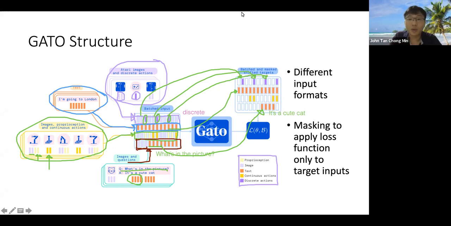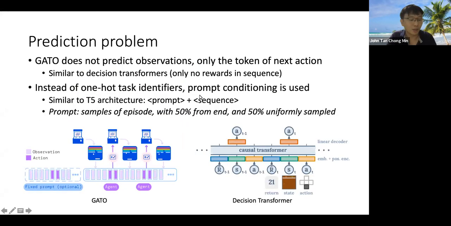Okay, so I will go through more in detail in the next one. I don't want to spend too much time going through this because I want to leave more time for discussion. So the prediction problem, GATO is actually quite smart about it because there's been some work that people try to predict images, and actually it failed quite badly because images are very high dimensional and it's very hard to predict all the pixels.